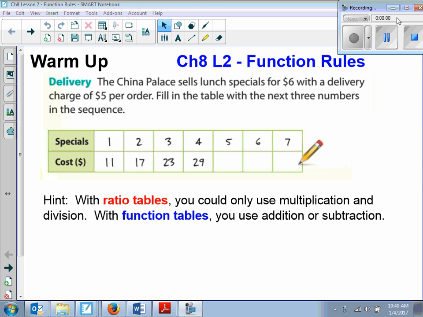All right, so Chapter 8, Lesson 2 is function rules. It says here, the China Palace sells lunch specials for $6 with a delivery charge of $5 per order. Fill in the table with the next 3 in the sequence. And normally these problems are finding the next 3 in the sequence, okay? So, little hint here.